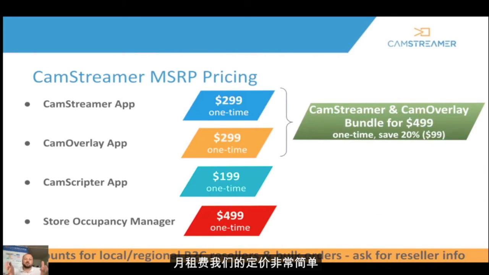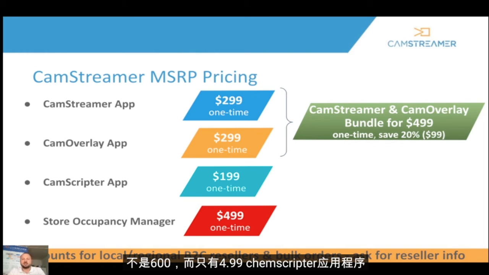Our pricing is pretty straightforward. CamStreamer app is $299 US. CamOverlay app is $299 US. If you buy it as a bundle, you will save 20%, that's $99 savings. So the whole bundle is not $600, but only $499. CamScripter app is $199, and Store Occupancy Manager is available for $499 one-time payment. We do not charge monthly fees.